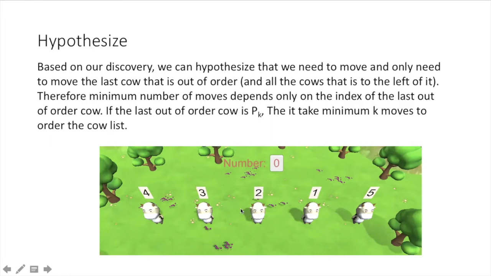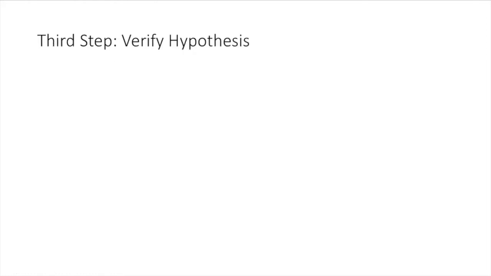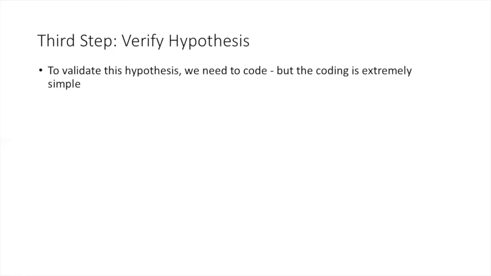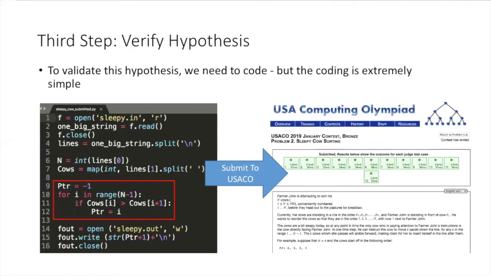Once you come up with this hypothesis, you're pretty much done. The next step is to verify the hypothesis. How do you verify it? You write programs. Hopefully you know how to write simple programs. The program is four lines. The pointer, this one, counts which cow is the last cow that is out of order. We initialize it to -1 because 0, as you all know in Python, points to the first cow, so 0 is actually in the array first.